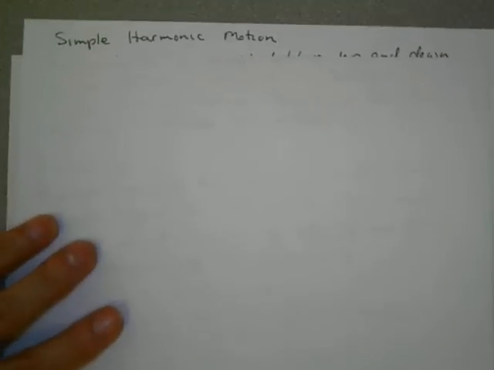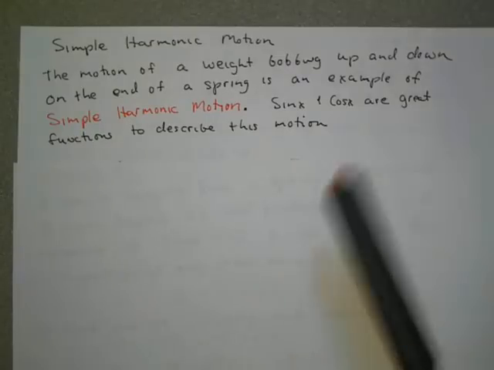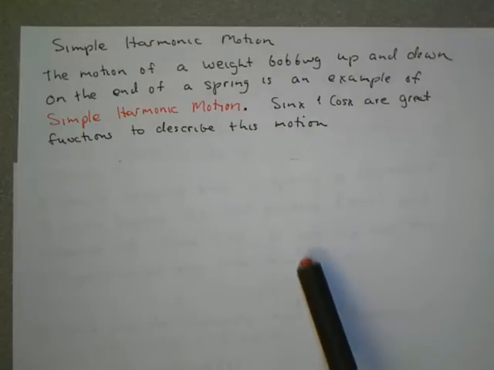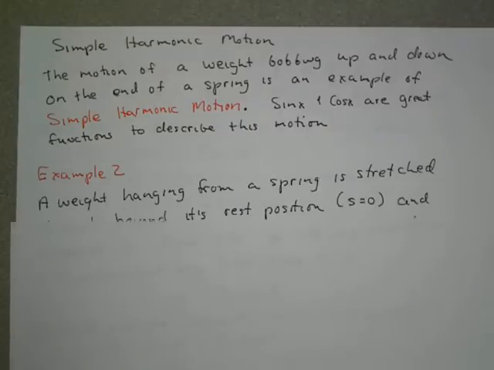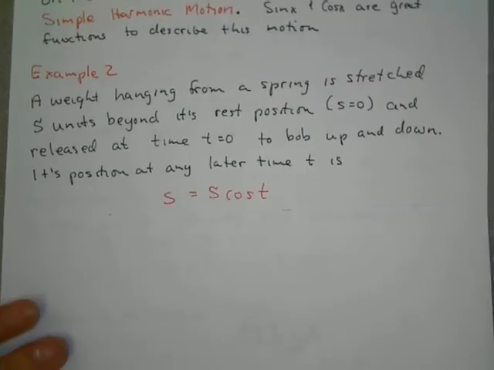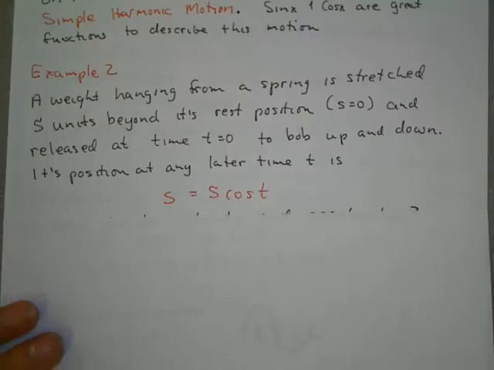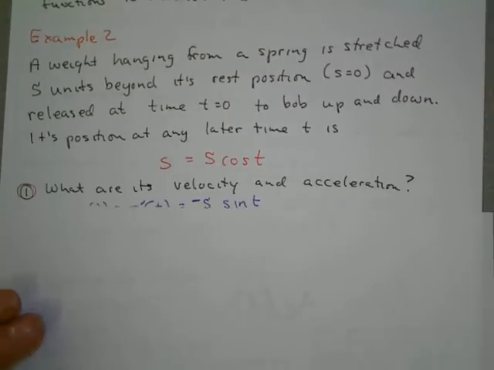Now looking at our spring, simple harmonic motion, you can think about the motion of a weight just bobbing up and down at the end of the spring, and the sine and cosine functions are great functions to describe that motion. So if you look at example 2 in your book, we've got a weight hanging from a spring, and it stretches 5 units beyond its rest position, and then when you release it at t equals 0, it bobs up and down, so it's going to go up to the 5, down to the negative 5, up to the 5, down to the negative 5. And s equals 5 cosine of t is a great descriptor for that.